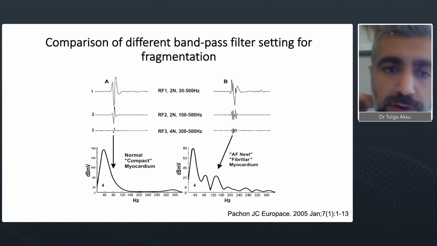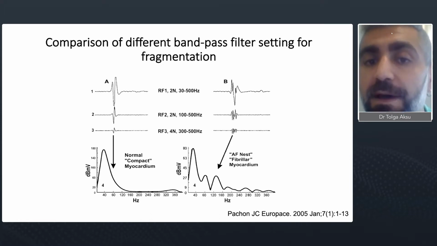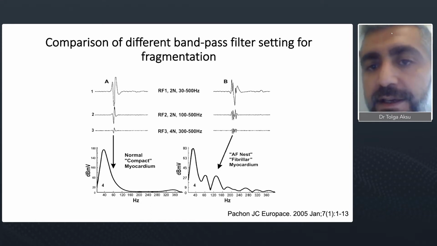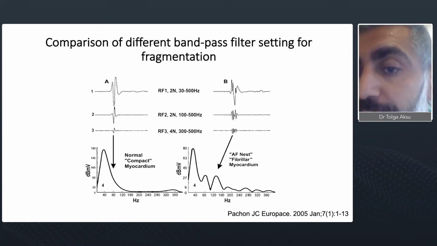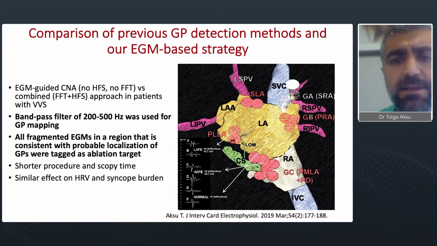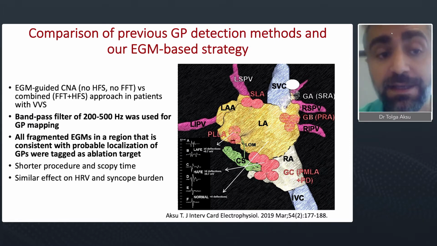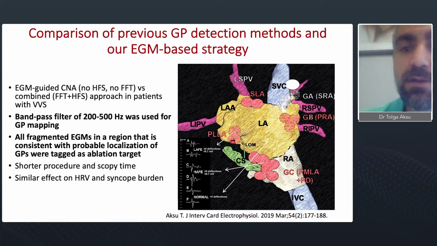In another study, Pachon compared different bandpass filter settings to detect the real fragmentation, and they found that if you use higher high pass filters, for example, 200 or 300 hertz rather than classical 30 hertz one, you will clearly detect real fragmentation or real number of deflections. So in our current technique, we changed bandpass filter to 200 and 500 hertz, and we are trying to define fragmented electrograms in a region that is consistent with probable localization of ganglionated plexus.